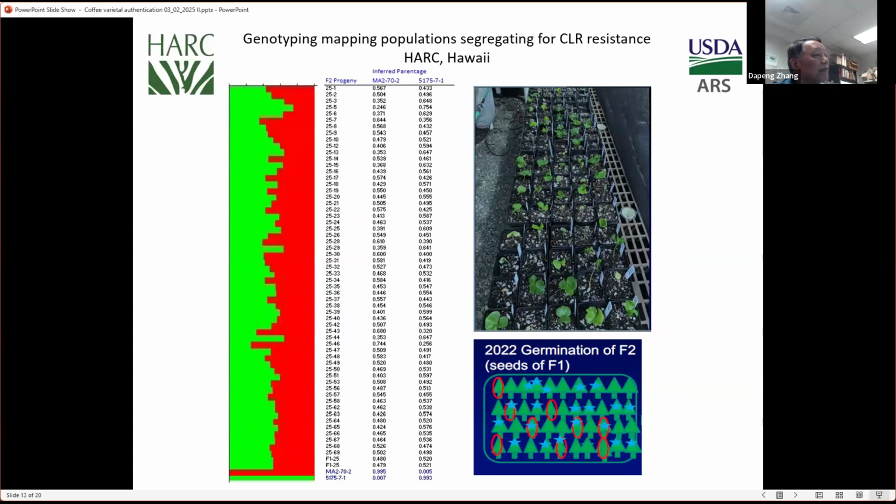Again, this is in collaboration with Mini. We show that this tool can be used to rapidly identify and confirm the F2 segregation, the mapping population, which Mini and Chi are working on.